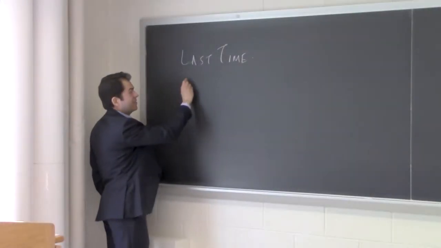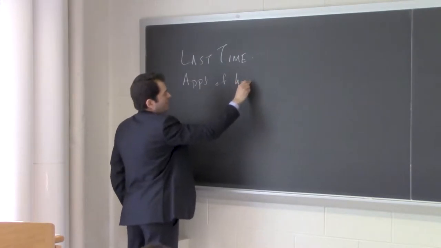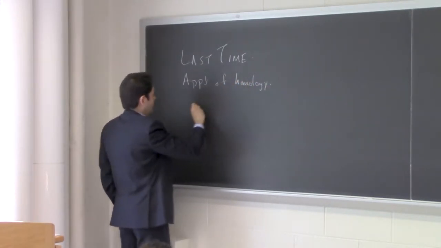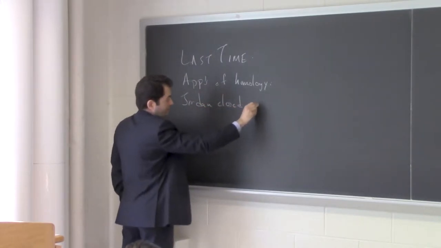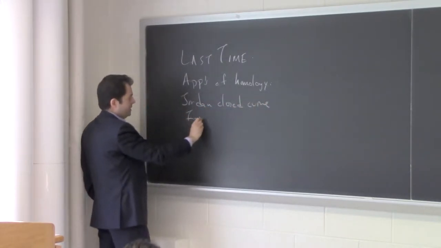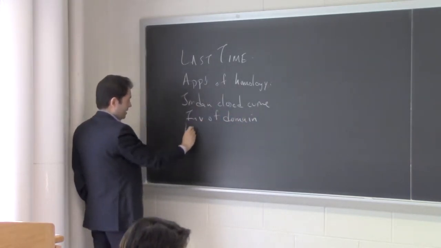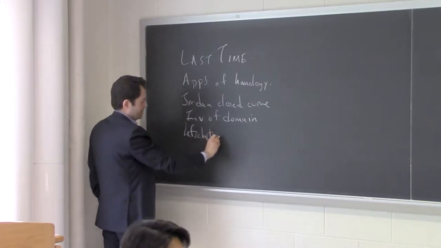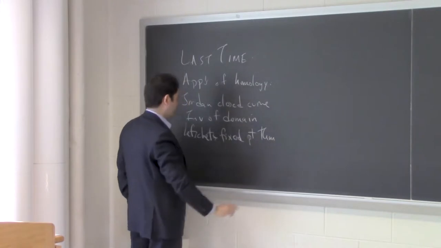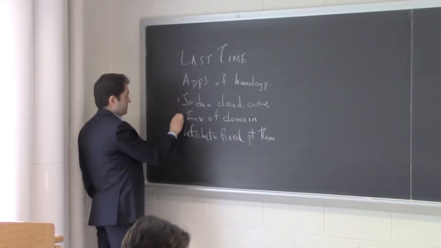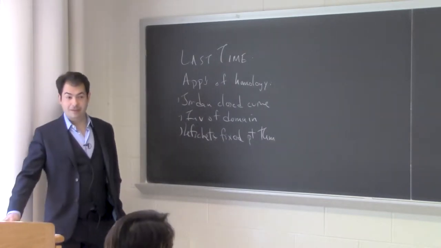Last time we finished talking about applications of homology. Right, so we did the Jordan closed curve theorem. We proved invariance of domain. And we did the Lefschetz fixed point theorem. Questions on what we did last time?